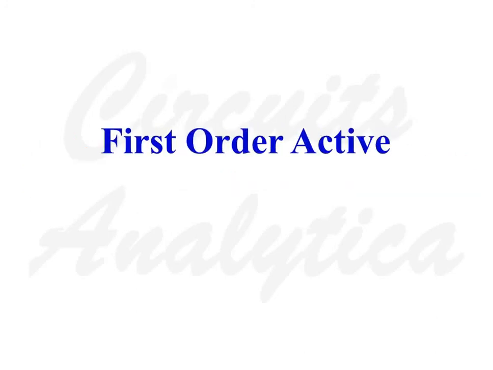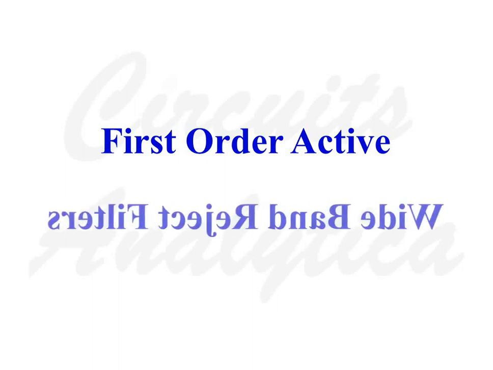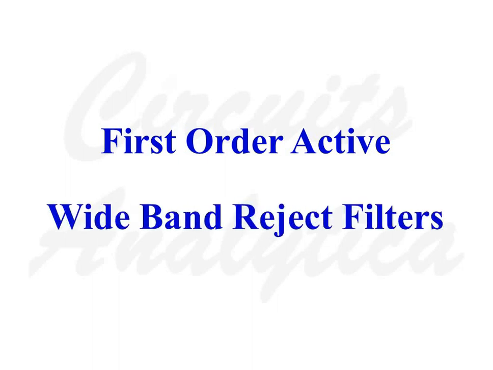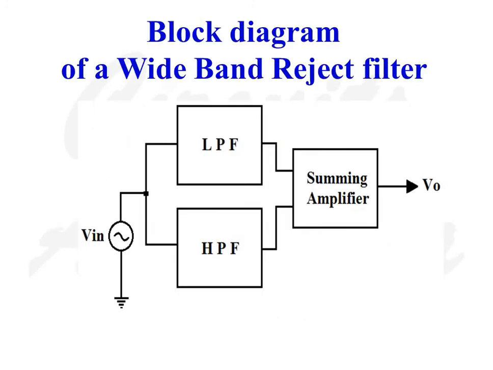In this video, we will be discussing first order active wide band reject filters. This is the block diagram of a wide band reject filter. The wide band reject filter consists of an active low pass filter and an active high pass filter. The outputs of the active low pass filter and active high pass filter are fed to the two inputs of a non-inverting summing amplifier.